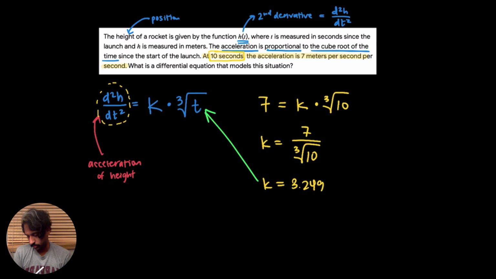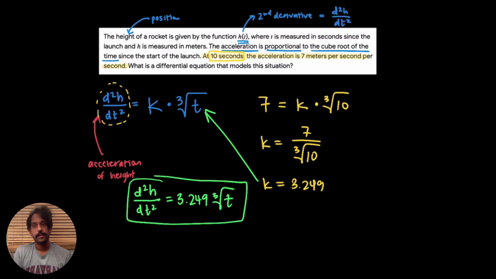So now we can put this k back into our equation up here to get our final answer, which would be a differential equation that models the situation: d squared h over dt squared equals k, which is 3.249 times the cube root of t. And this, my friends, is our solution.